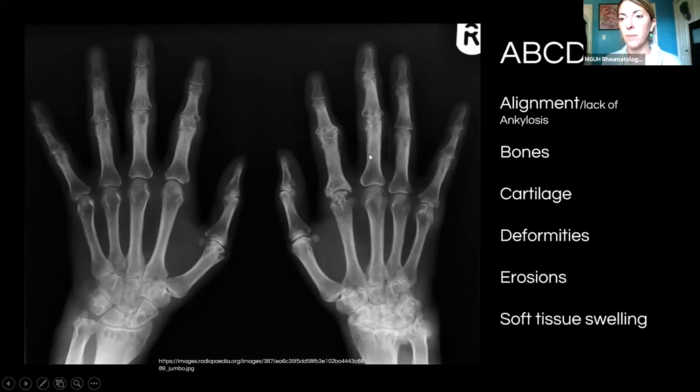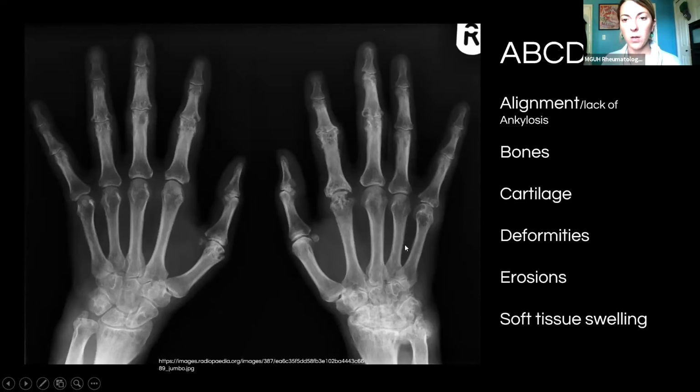The other A potentially here is lack of ankylosis. Ankylosis means like the fusion of the joint together, which is something you can see in psoriatic arthritis. B for bones, the thing in the bones you see and are notable here, periarticular osteopenia. You see how much thinner those bones look right around the joints from the chronic inflammation. You can appreciate that a little here too. Quite a bit through here.